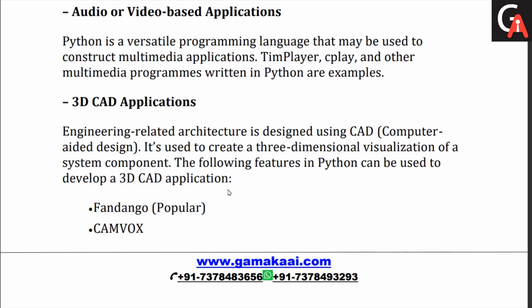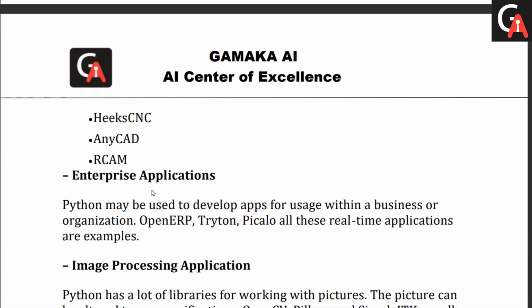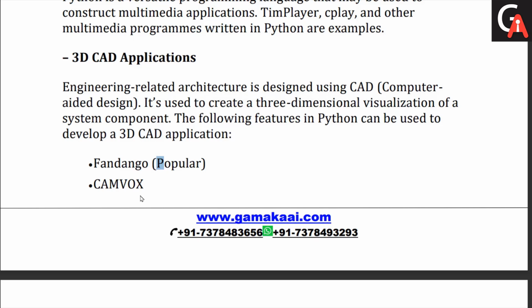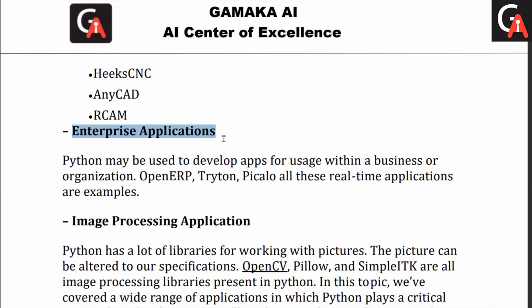Then we have 3D CAD applications. Engineering related architectures are designed by CAD, computer aided design. It is used to create three-dimensional visualizations of a system component. The following tools in Python can be used to develop 3D CAD applications, such as FreeCAD, a popular one. Then Cadbox is also popular, and there is also one for general purpose use for engineering related CAD stuff.